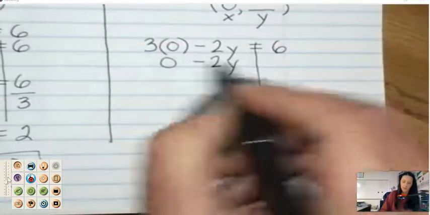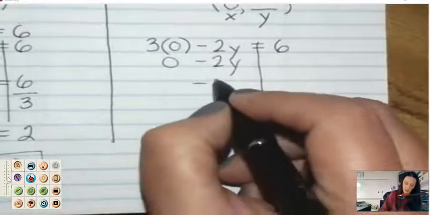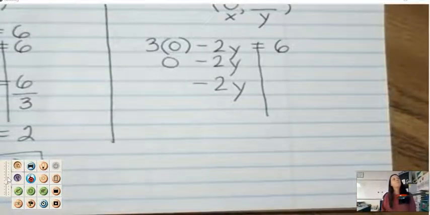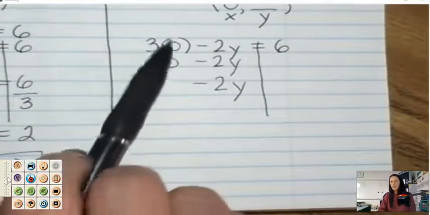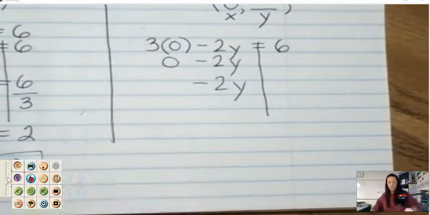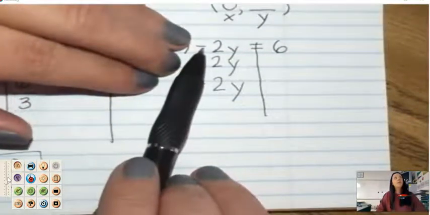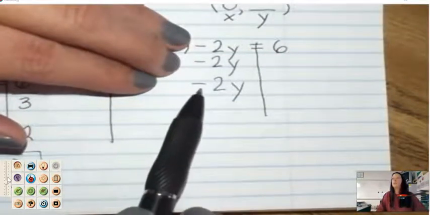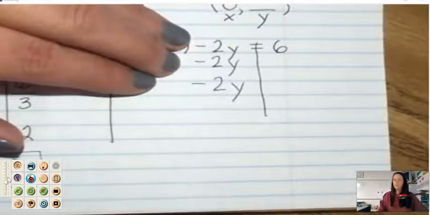Take away 2y. 0 take away 2y is just negative 2y. Hopefully this part eventually you don't really need to write down. You can kind of do this part in your head. However, don't forget this minus sign in front of the 2 needs to still come down. It doesn't just disappear.